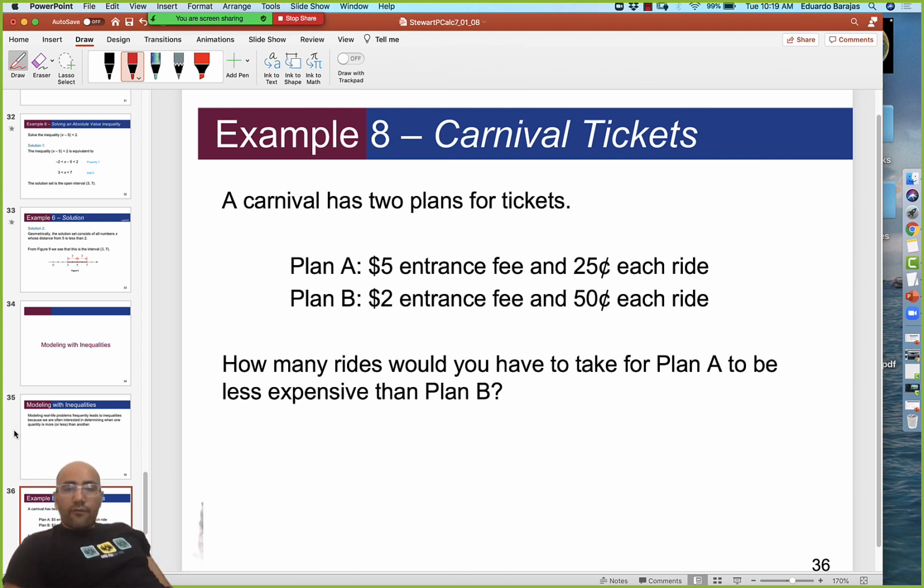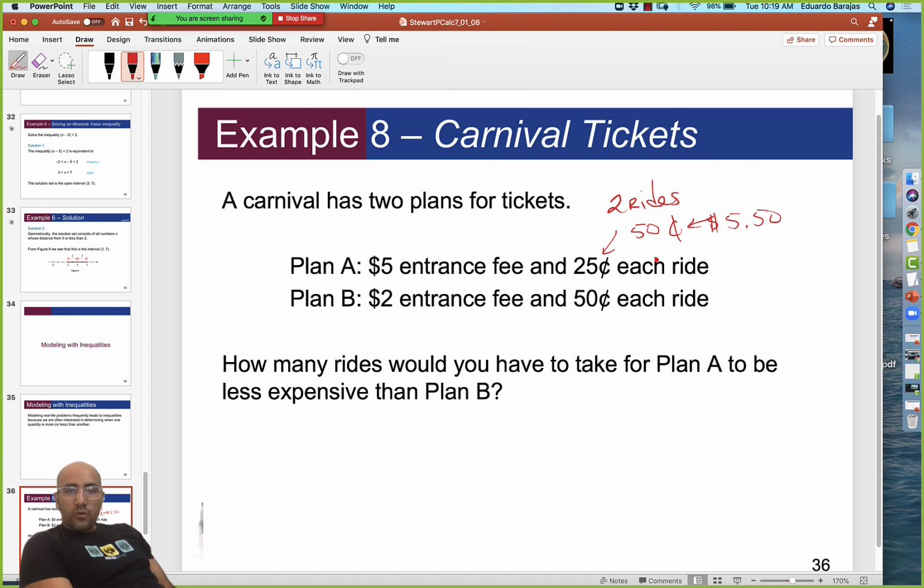Okay, so clearly if we are doing very little, like let's say we only go on 2 rides, under this plan, I would have to pay 50 cents from here, right, because it's 25 cents per ride, plus my original $5 entrance fee, so I would have spent a total of $5.50.